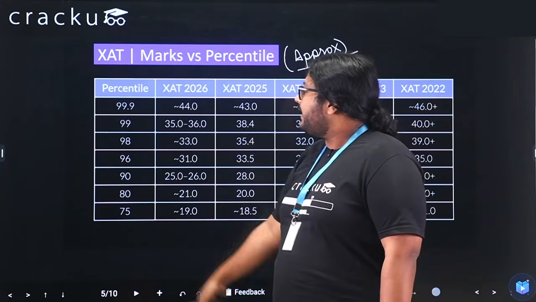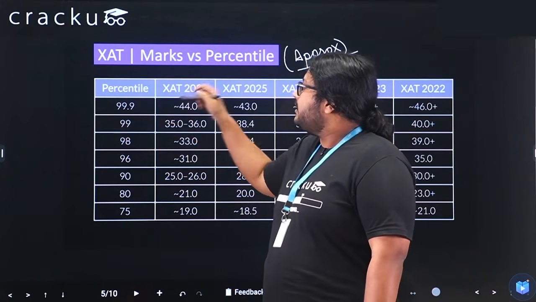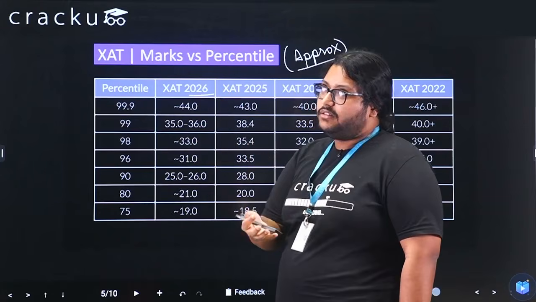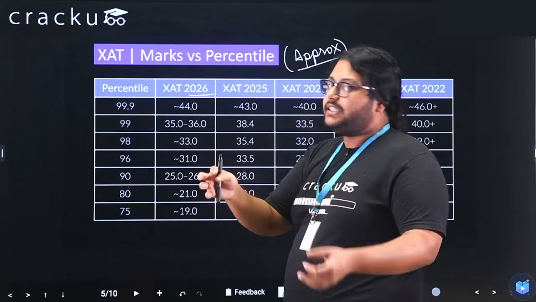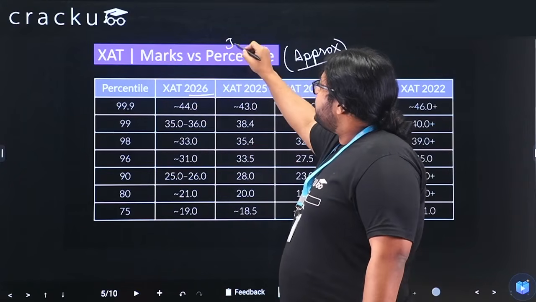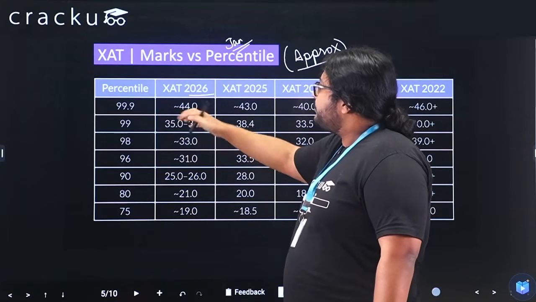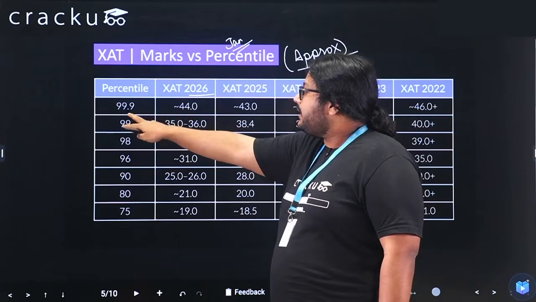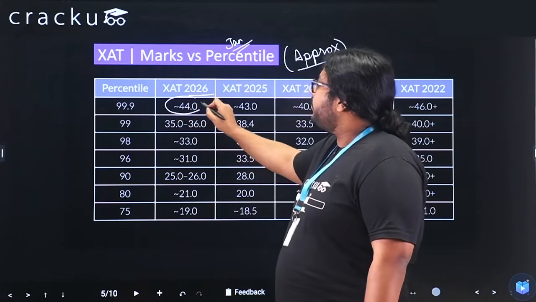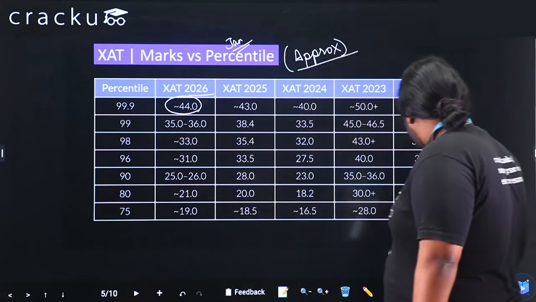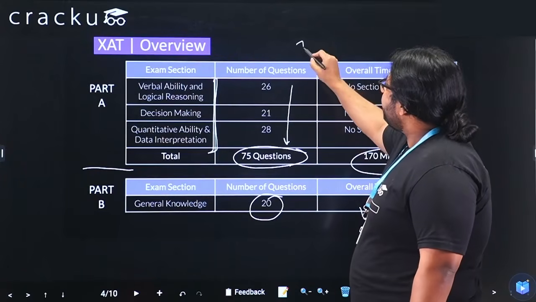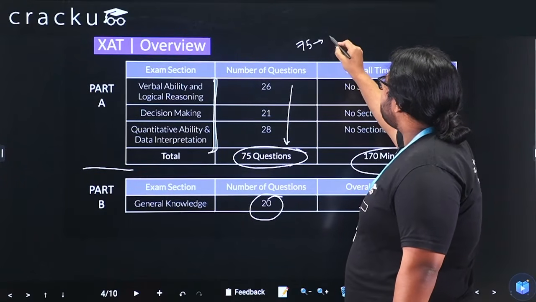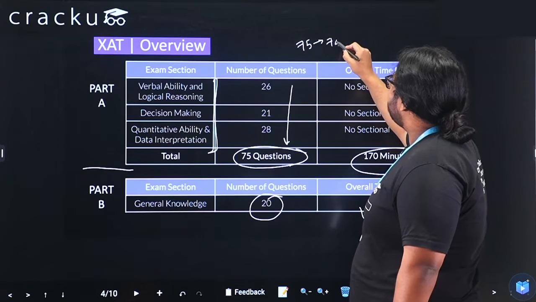For 99.9 percentile in XAT 2026, which is the 25-26 cycle, because that takes place in January, right? In 2026, 99.9 percentile was at around 44 marks. So 44 marks. There are 75 questions, so the maximum marks I can get is 75 marks.